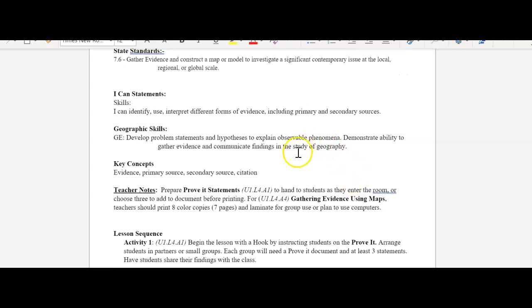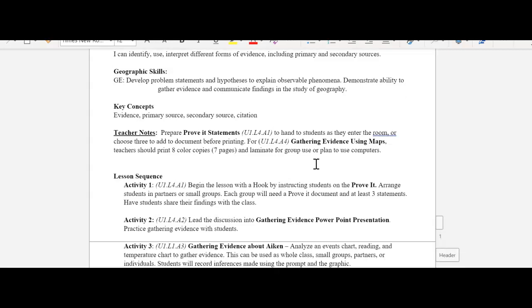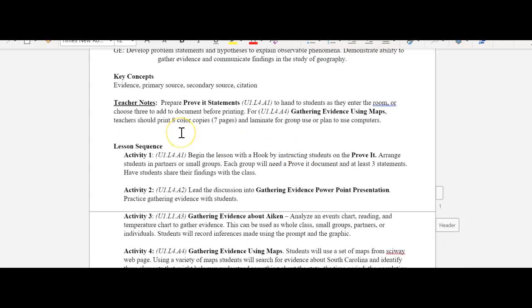Okay, we have your I can statements, we have your key concepts, the skills that we're using, and you might want to see your teacher notes in this one. Go ahead and have some prove-it statements that you can hand to the students when they enter the room. I'm going to do 3. Students can use those 3, or you can modify that to your needs. And then for the gathering evidence using maps, you should print 8 color copies, which is 7 pages, and then laminate those for group use so that you can use them for years to come.